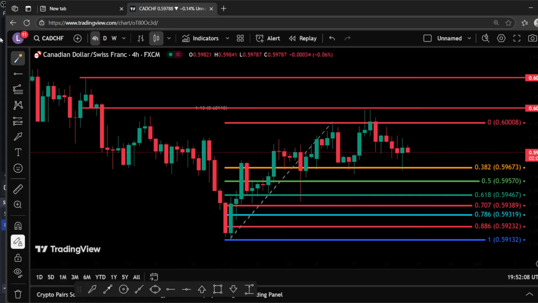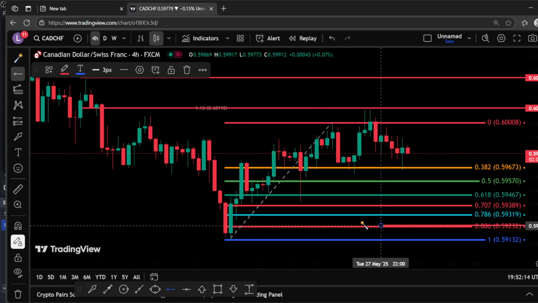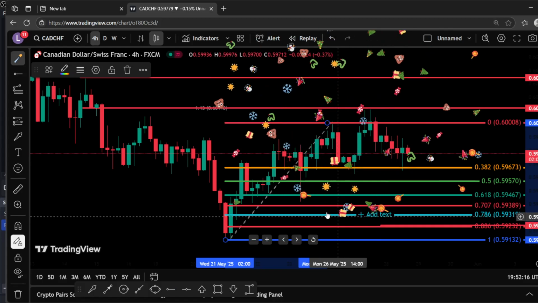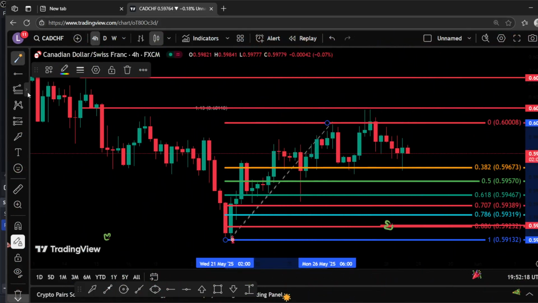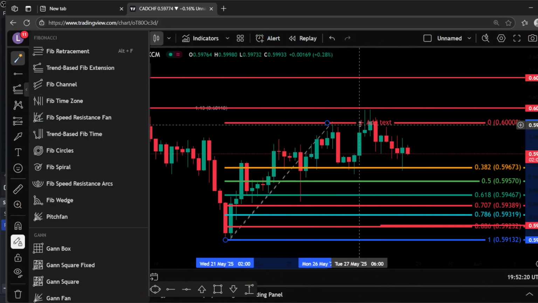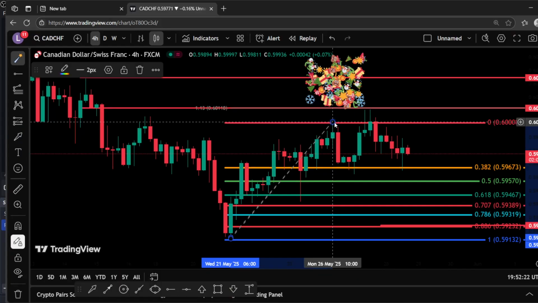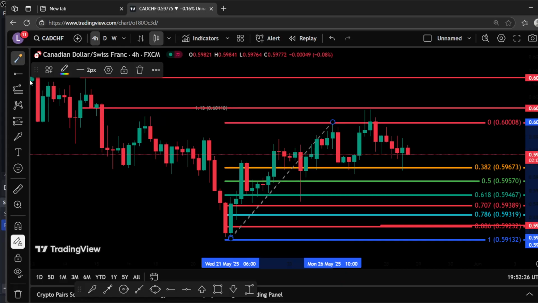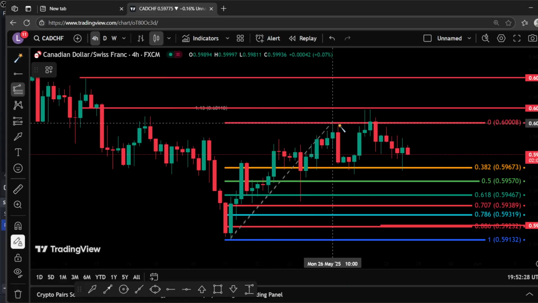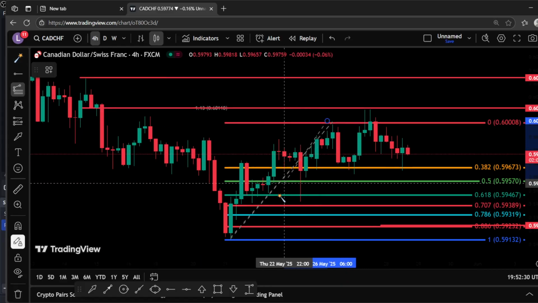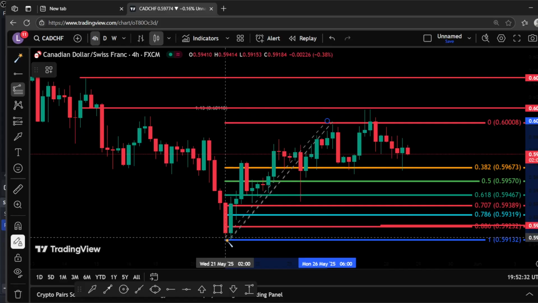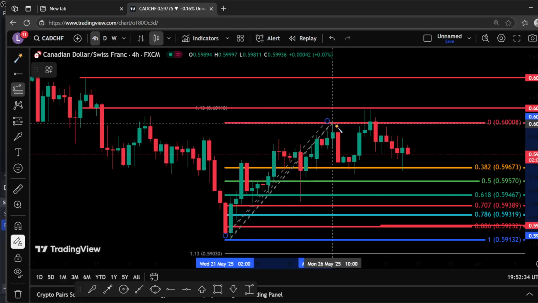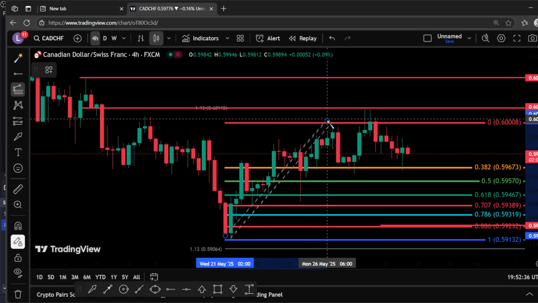So what I'm going to do is plot a horizontal line at the 0.886. Yeah, and then what I'll do is I'll measure from this high, sorry, I measure from this high back to this low, and then back to this high again.